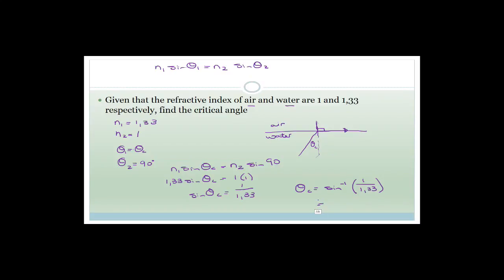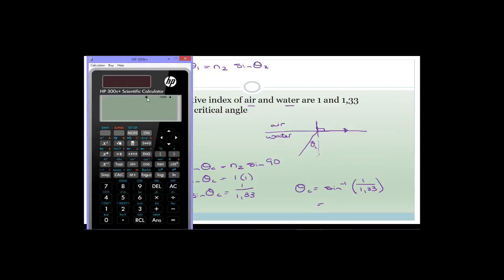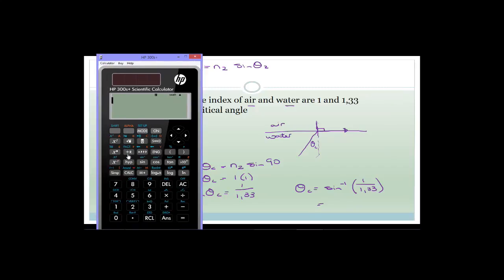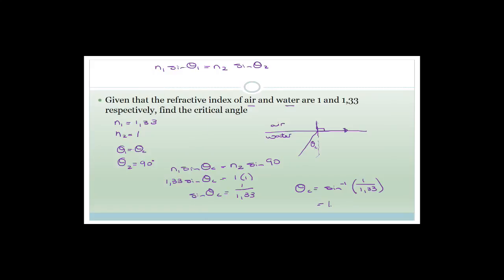Then we go shift, and we find our calculator, and we clear it, and we make sure there's a D there, so we're not actually doing this in radians. And we go shift sine 1 divided by 1.33, close the bracket, equals 48.75. So now we know that the critical angle for this is 48.75 degrees. And remember, grade 11s always round off to 2 decimal places.